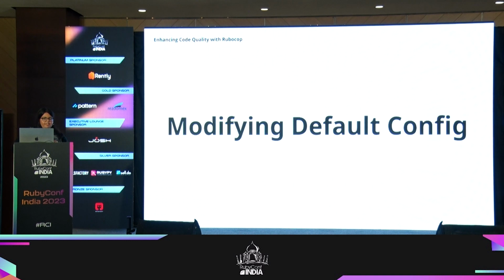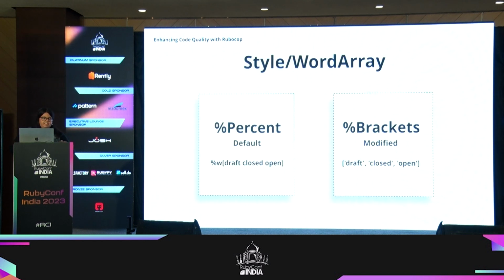Now in the next parts, we are going to see how we can modify the default parameter of a particular cop. We are going to play around with 3 different cops. The first one is the style word array. What the Ruby style guide recommends is to use the percentage format in case of strings which are a single word. But in case of strings where we have 2 words in it, it recommends us to use the bracket format. Now the default is percentage, but the problem with that is in a large code base, it's going to be a mix of both strings with 1 word and 2 words, and therefore our code base will contain 2 different patterns.